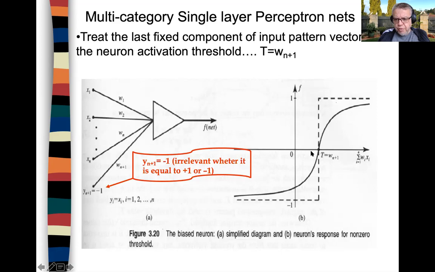And instead of doing it this way, we put the wn+1, which is the bias, as another input with xn+1 equal to -1. And then we have the augmented input pattern.